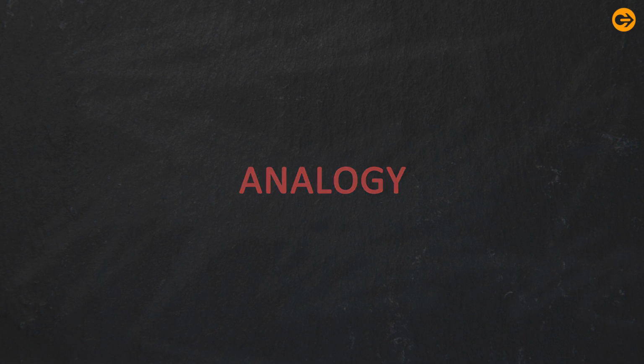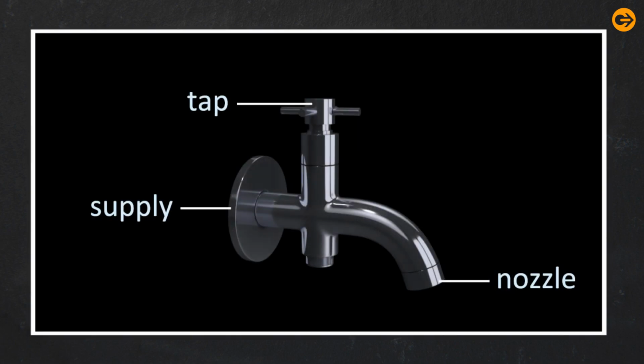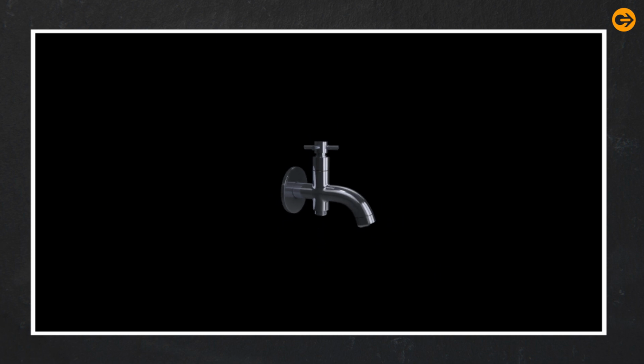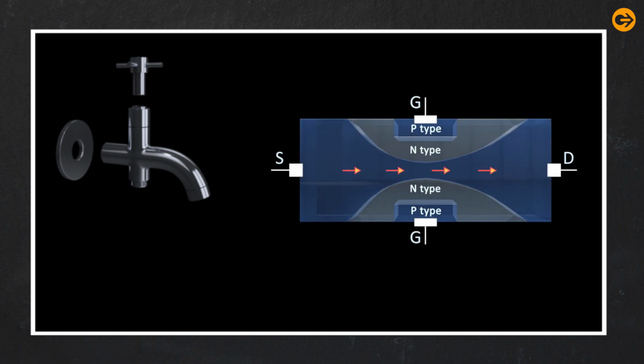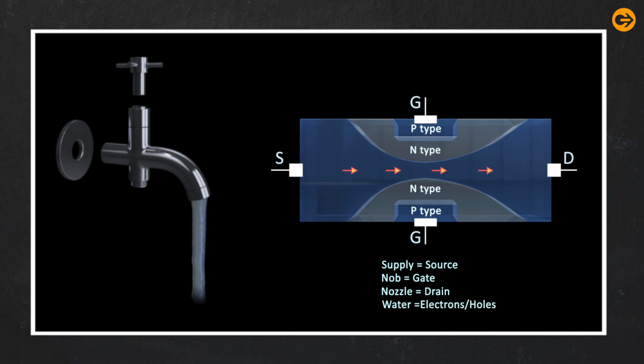Analogy. Let's take an example of a water tap which is connected with a supply. When we open the knob of the tap, the water starts flowing, and when we close the knob, the water stops. The working of a field effect transistor can be compared with this. If we compare the water supply with the source terminal, the knob as the gate terminal, the nozzle of the tap as the drain terminal, and the water as electrons or holes, it can be assumed that the flow of electrons or holes can be controlled by adjusting the gate terminal.